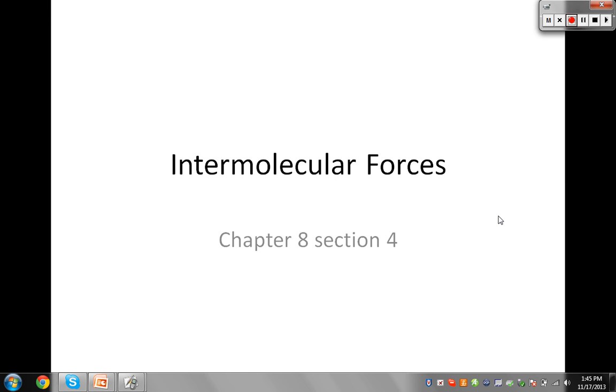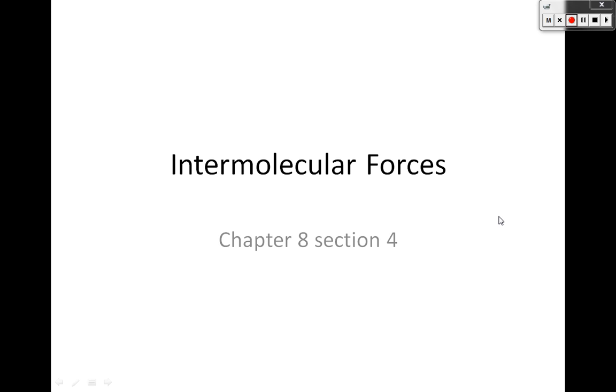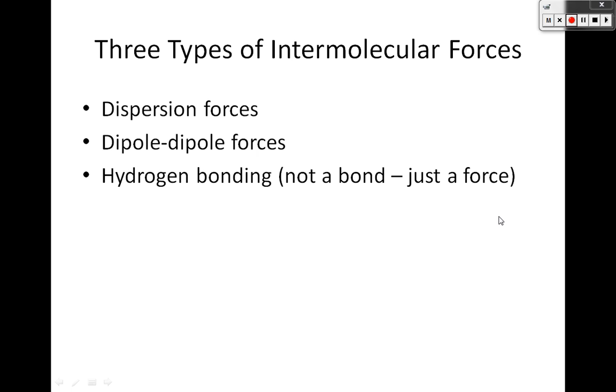These are notes on intermolecular forces, which are found in Chapter 8, Section 4 of your book. So there are three types of intermolecular forces that we're going to talk about in this course. And when we talk about intermolecular forces, inter meaning between, molecular is molecules. So we're talking about the forces that exist between molecules.